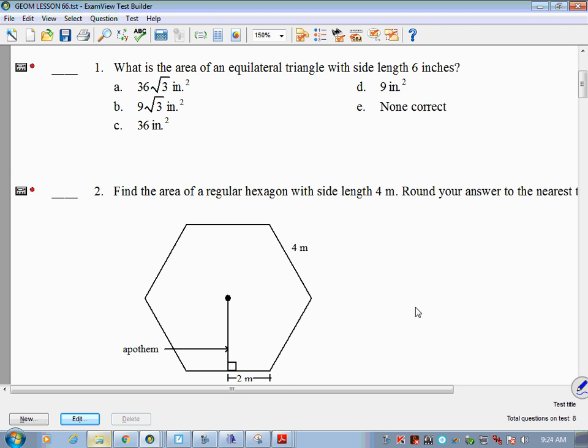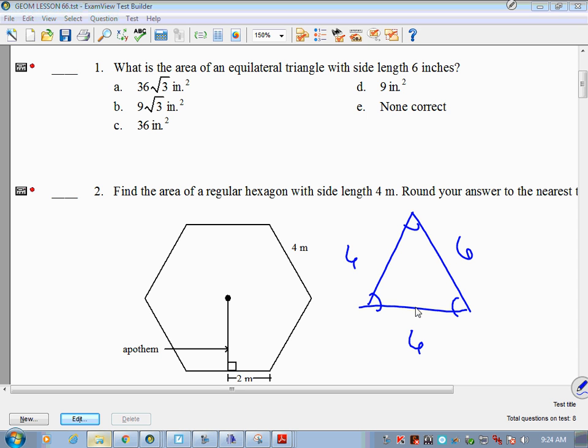All right, question number 1. It says, what is the area of an equilateral triangle with side lengths of 6 inches? I'm going to solve this not necessarily using apothem, but just what we know about equilateral triangles. I'm going to try to draw an equilateral triangle here. If this is 6 and this is 6 and it's equilateral, which means it's also equiangular. An equiangular triangle has angles that measure what?